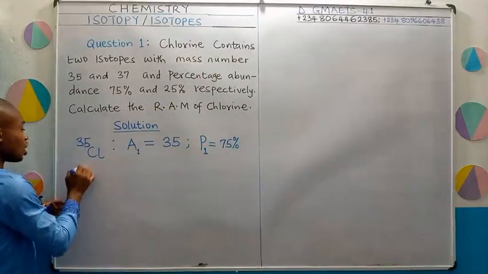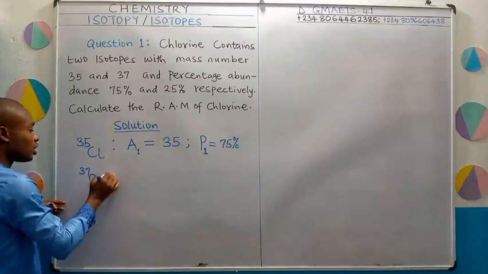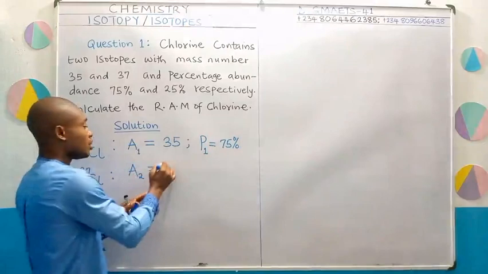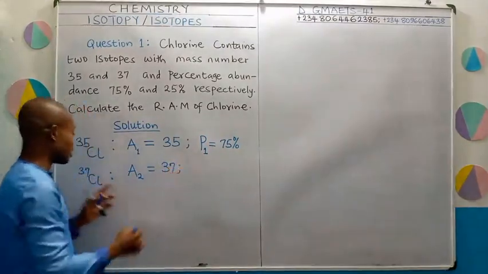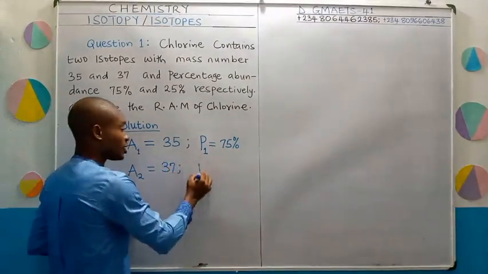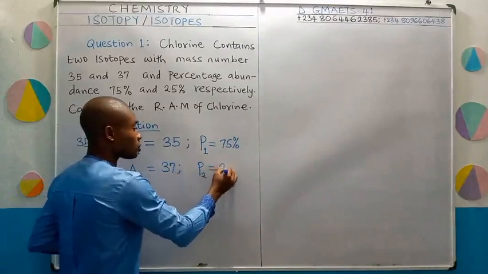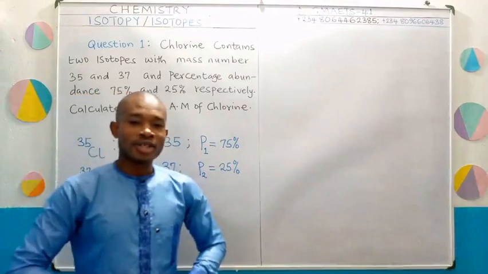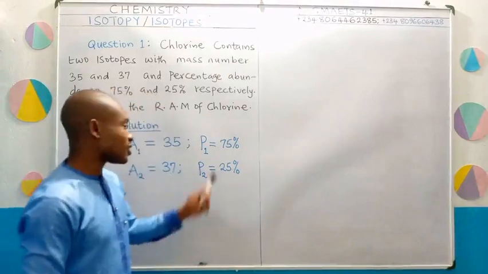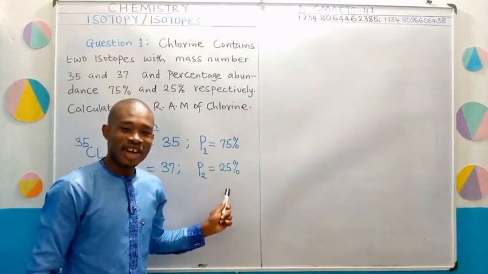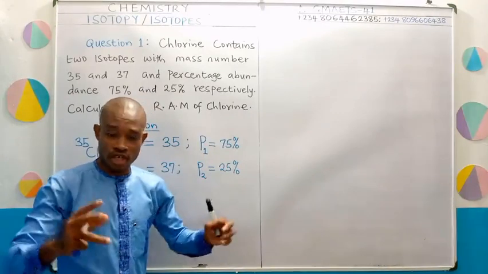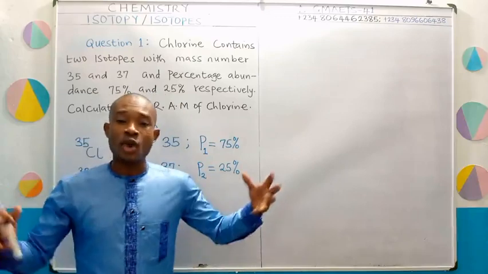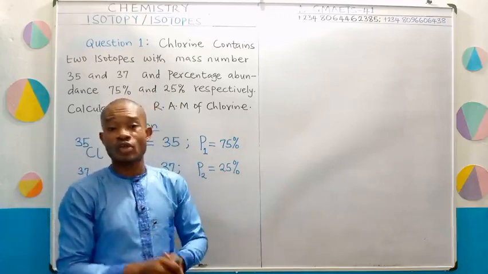Okay, now let us move on to the second one, chlorine 37. Chlorine 37, the mass number, that is the second isotope now, so we're going to have A2. The mass number is 37, you can see that. And then its percentage abundance, P2, is equal to 25%. Again, I want you to take note of this. If you add up the percentage abundances, you are going to get 100. Please take note. Remember, from mathematics, we already learned that if you add up all percentages, you would get what? 100%.